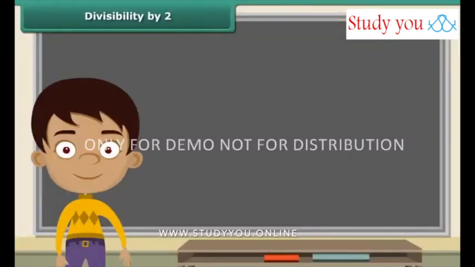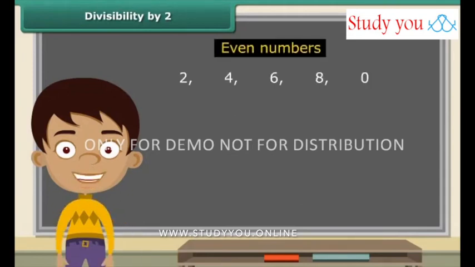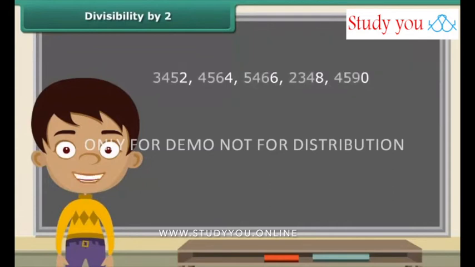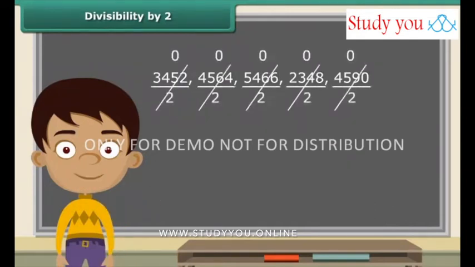Anuj knows that all numbers that end with 2, 4, 6, 8 or 0 are even numbers. He randomly picks up some numbers that end with 2, 4, 6, 8 or 0 and divides them by 2. He observes that each of these leaves a remainder of 0 when divided by 2.